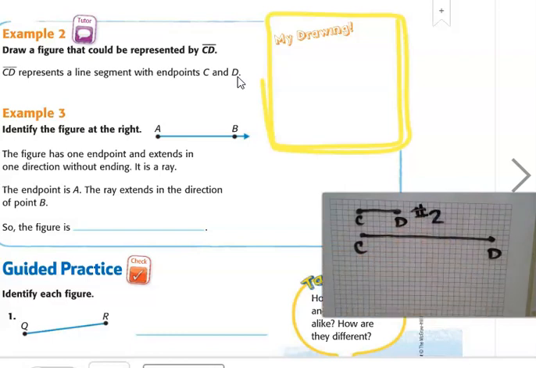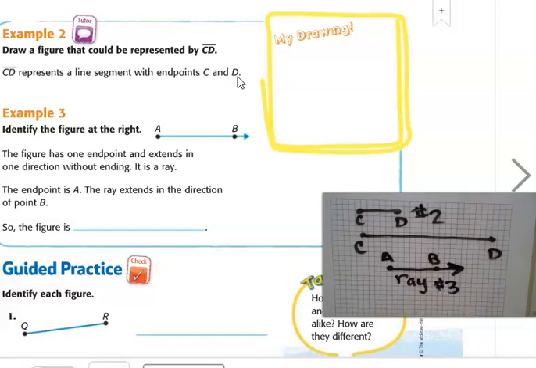Now if you look at example number 3, you'll notice it has an endpoint and it has an arrow that extends out. Even though it has 2 points on the line, because it extends on past that, that would be a ray. So that's example number 3.